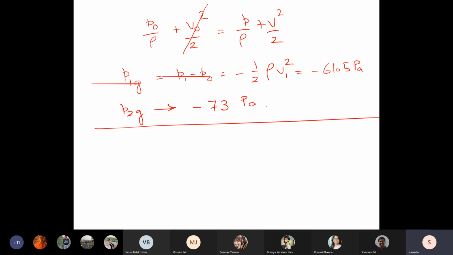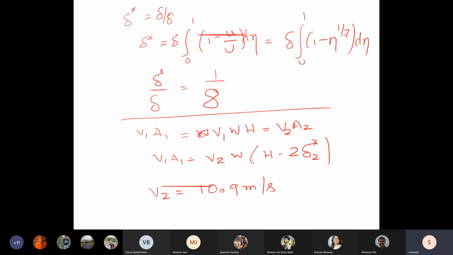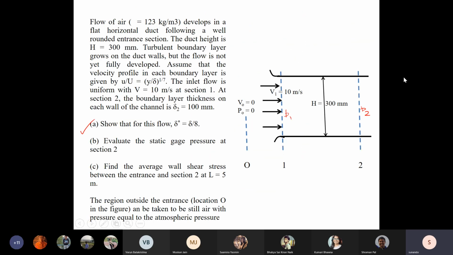What is left is the third part. The critical part is what is the average, and I think the key word in here is average wall shear stress between the entrance and section 2 at L equals 5. So L, the length in this case, is 5 meters. And we need to find what is the average wall shear stress.